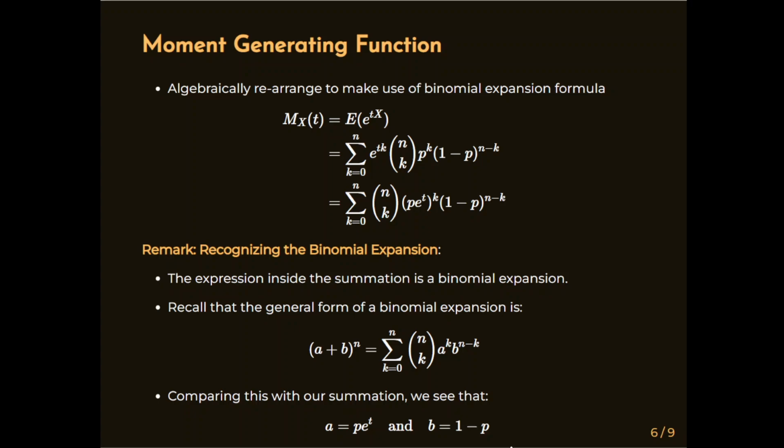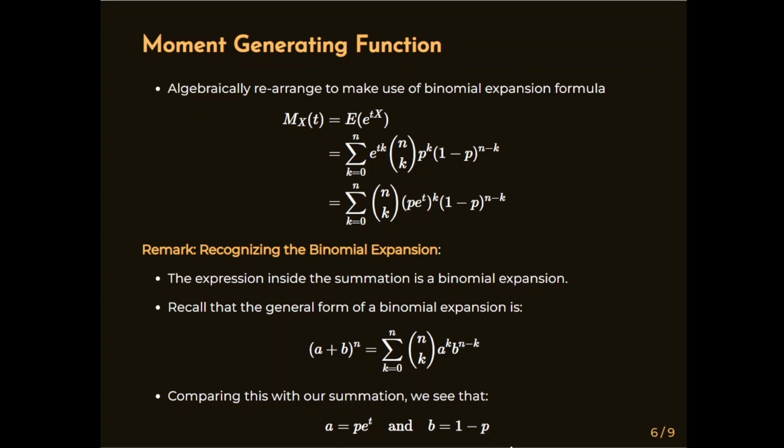So if we combine them, we get p times e to the power of t, all to the power of k. We have n choose k there, the binomial coefficient, and we have 1 minus p to the power of n minus k. The upper and lower limits of the summation index are k equals 0 to n. That's fine as well. So in fact, we're actually done. This is the bit where we get to employ the binomial expansion. The expression inside the summation is a binomial expansion.